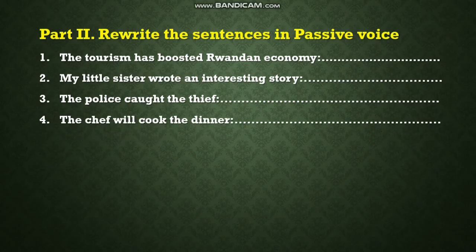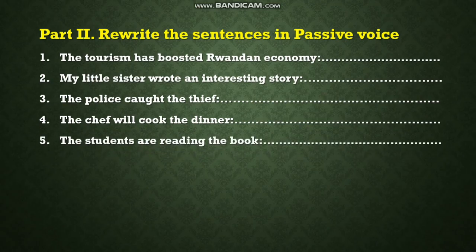Number 4, the chef will cook the dinner. Change this sentence in the passive voice. Normally the chef is a professional person who has learned about cooking. That is a chef, a professional cook. Number 5, the students are reading the book. Now rewrite this sentence in passive voice.